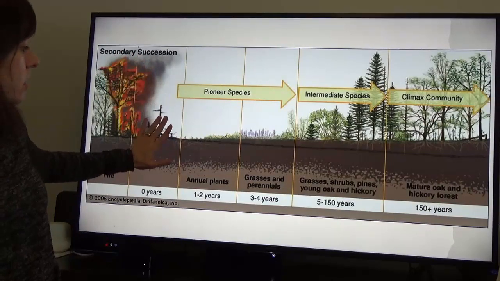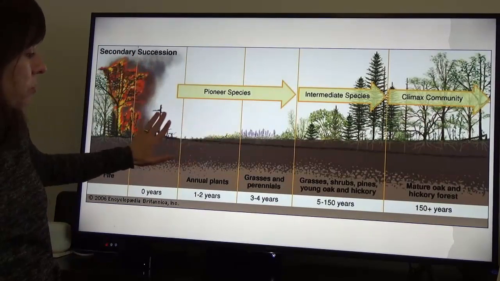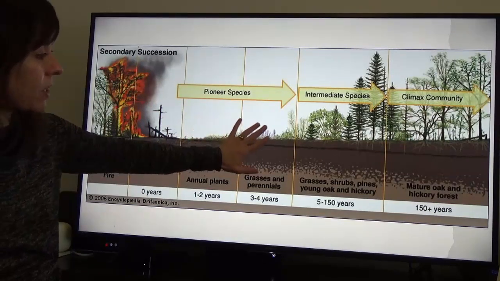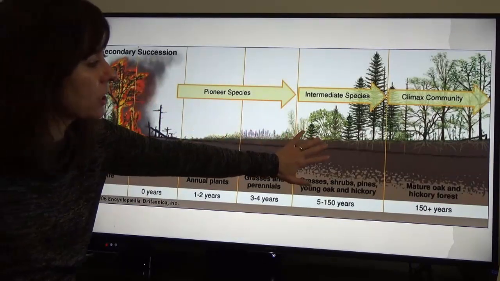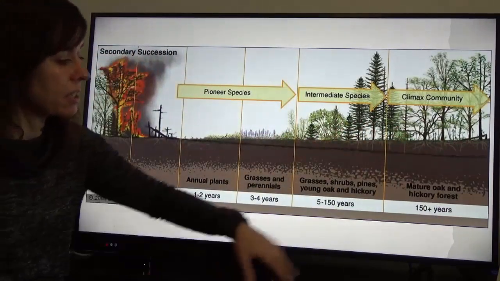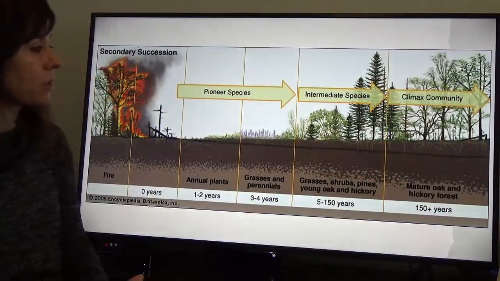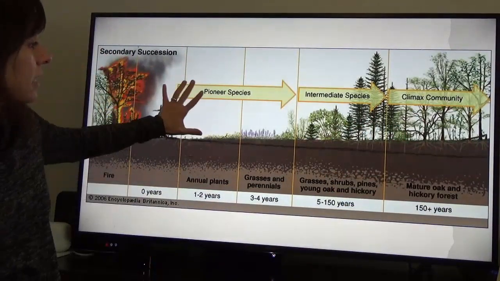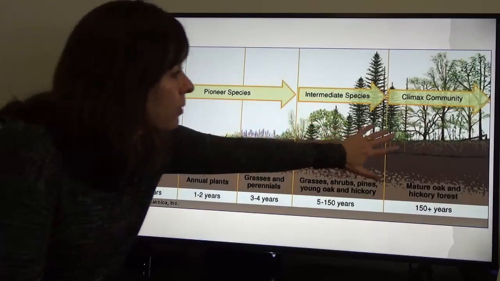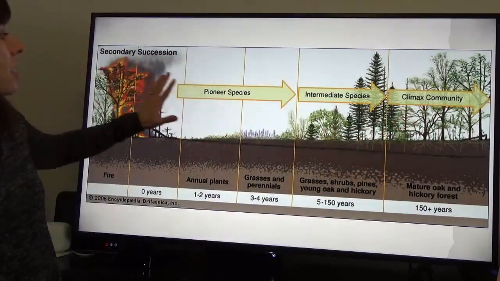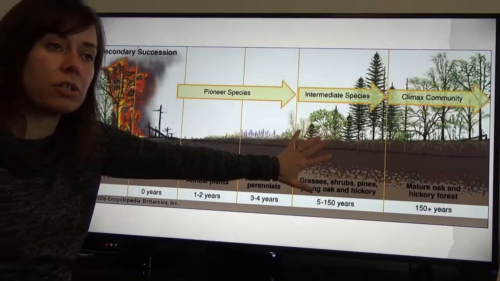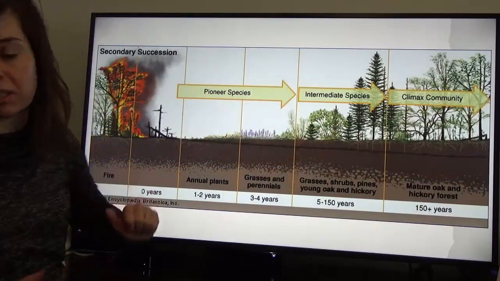So this transition through this sequence of vegetation eventually leads to a mature stand, in this case a mature oak and hickory forest. But in the interim it supports a lot of different species that would not do very well in this mature forest, but do very well in these different successional stages that occur following the disturbance.